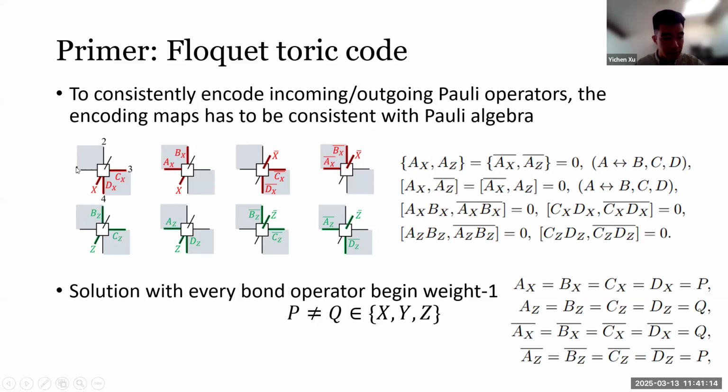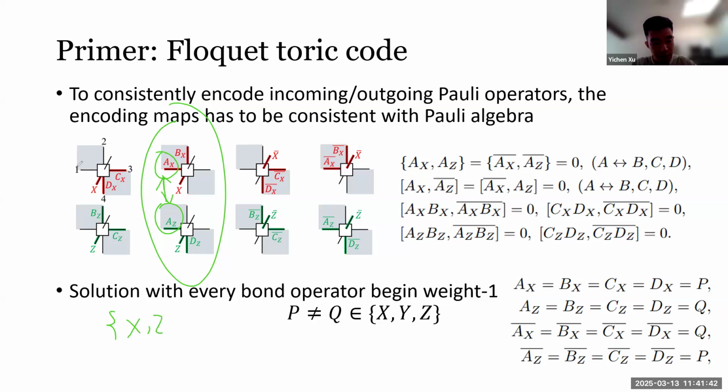Yeah, let's focus on these two pairs of encoding maps. The first row is an encoding of X, and the second row is an encoding of Z. We know that X needs to anti-commute with Z. But we know that their maps overlap on this leg, on the leg in direction 1. They overlap there.